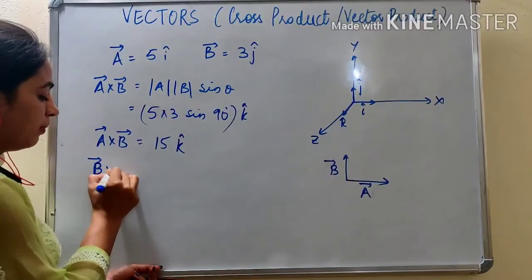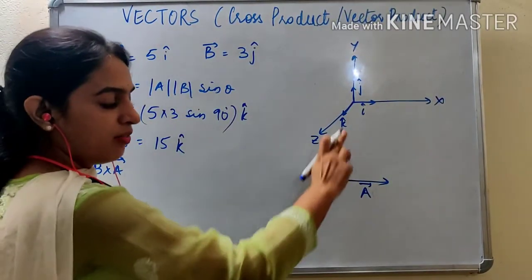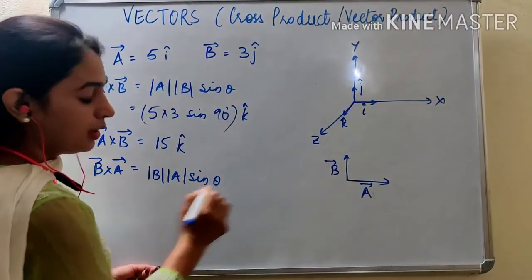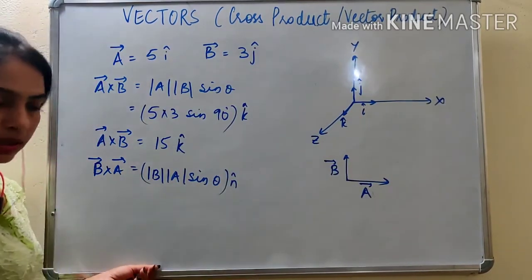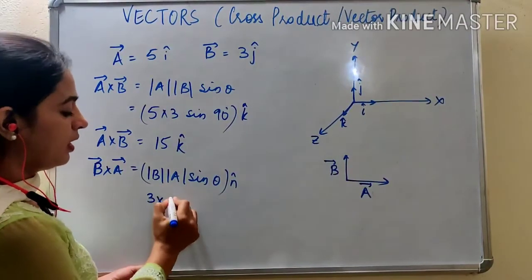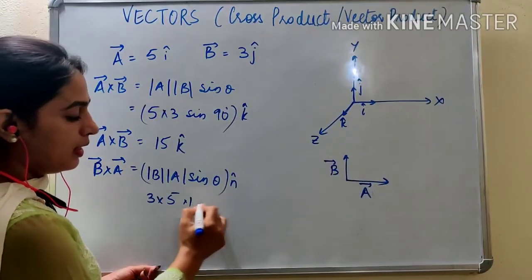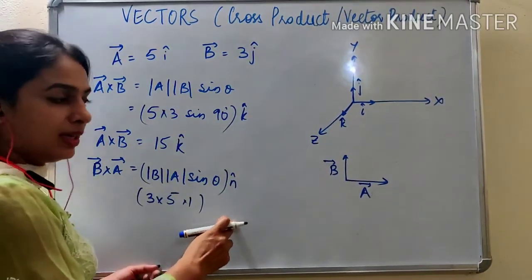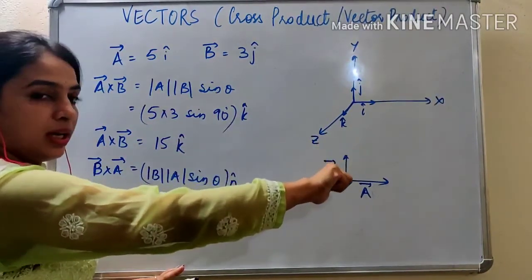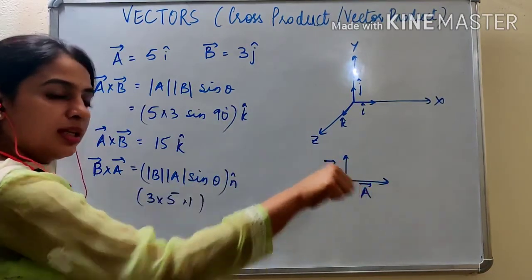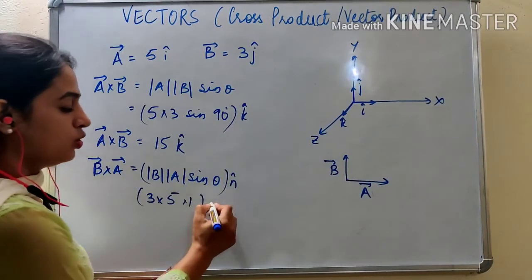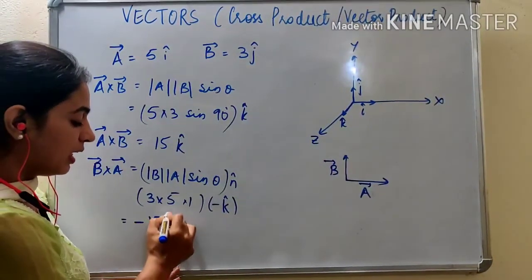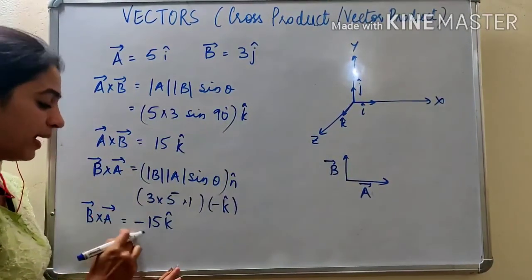What if I tell you to find B cross A for the same question? Now B cross A will be magnitude of B, magnitude of A, sine theta, the angle between A and B, and n cap, the unit vector in the direction of the resultant. So magnitude of B is 3, magnitude of A is 5, sine 90 is 1, and n cap is the unit vector in the direction of the resultant. The resultant will be perpendicular to the plane in which B and A lie. How to find the direction? From B to A, since it is B cross A. The direction is inwards, that is the minus z direction. So you can write minus k cap as the unit vector in the direction of the resultant. So B cross A is equal to minus 15 k cap.